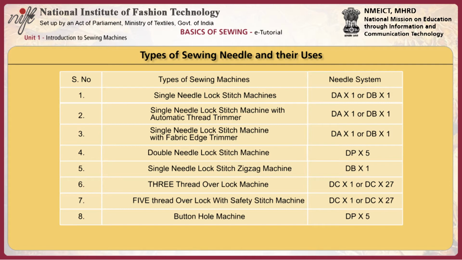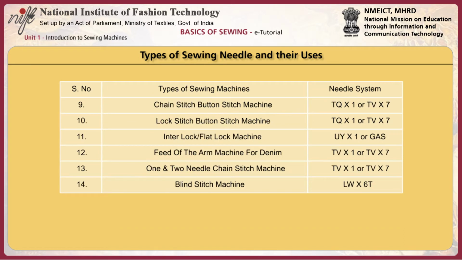3-thread overlock machine, DC×1 or DC×27. 5-thread overlock with safety stitch machine, DC×1 or DC×27. Buttonhole machine, DP×5. Chain stitch button stitch machine, TQ1 or TV7. Lock stitch button stitch machine, TQ1 or TV×7.